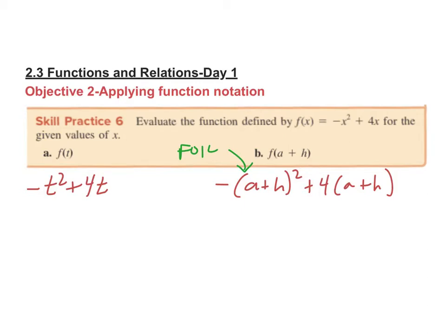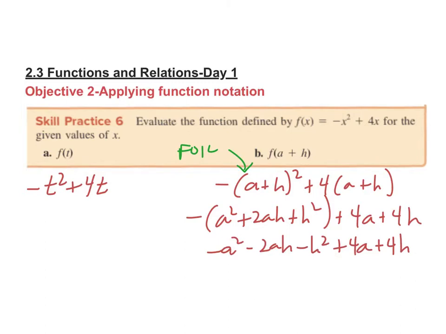So when you FOIL that out, you should get a squared plus 2ah plus h squared. The shortcut for this is the first and last term squared. The middle term is multiplying by each other and then times 2. Then I distributed the 4, and then I have to distribute this minus. Okay, so that becomes minus a squared minus 2ah minus h squared, and then I still have my plus 4a and 4h. There are no like terms, so that's it.